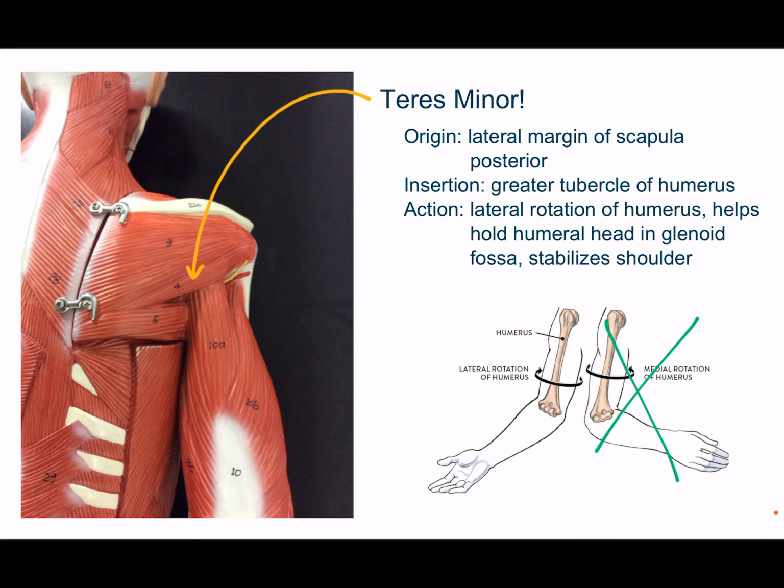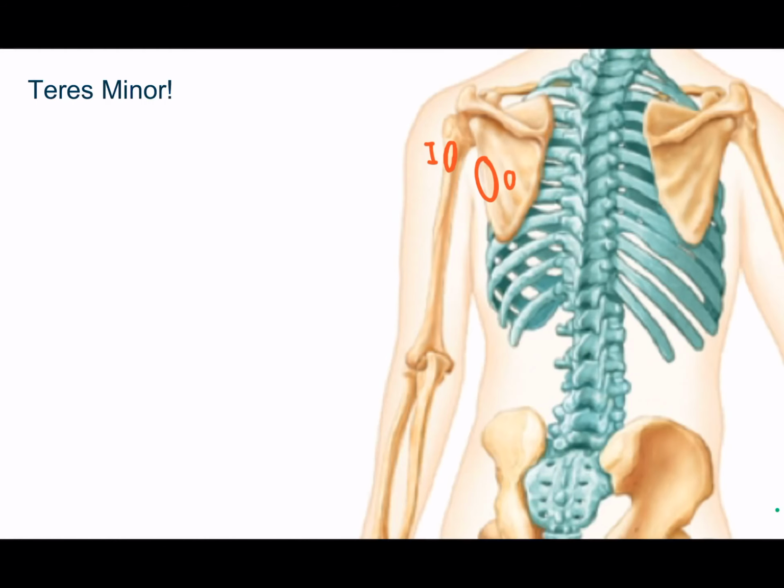Teres minor originates at the lateral margin of the posterior scapula, which is easier to see on the skeletal model. It's going to insert on the greater tubercle of the humerus, and its action is the lateral rotation of the humerus. So it's the same right here. It's also part of the rotator cuff, and it helps to make that glenoid fossa deeper and stabilize the shoulder for movement. So you'll see right here, origin, insertion. Since it's on the back, when it pulls, it's going to make your arm turn outward.